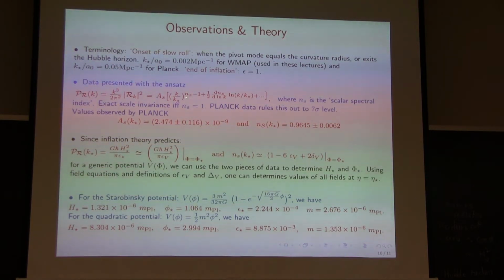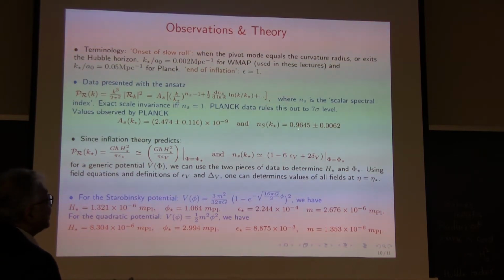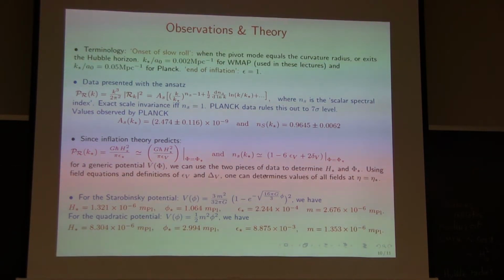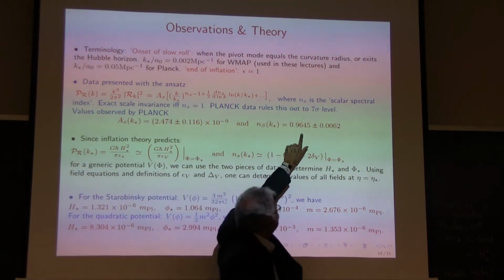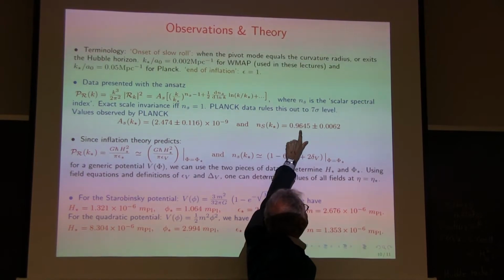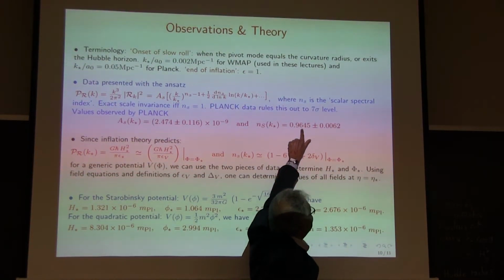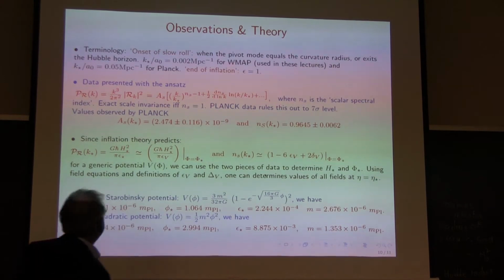But Planck data rules out n_S equal to 1 at the 7 sigma level, as I said, and it gives us the value of A_S at this k star. It also tells us what n_S is up here, and n_S here is not equal to 1. There is a difference of about 0.04 up here. That's what we have here.